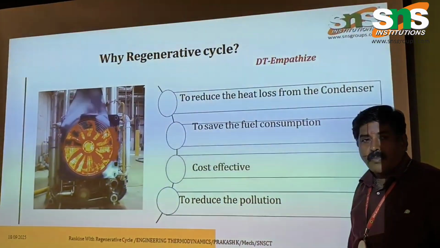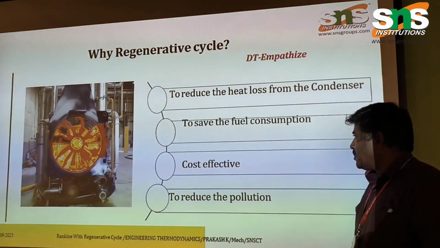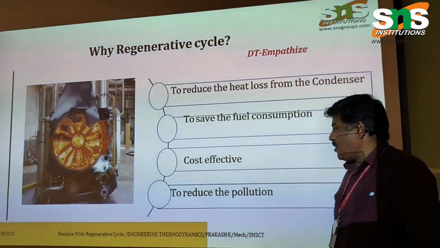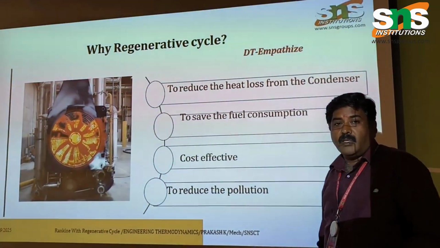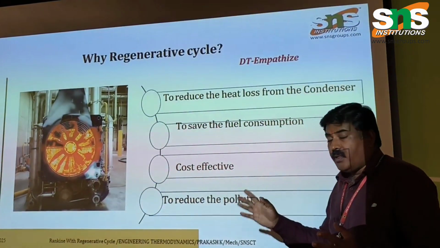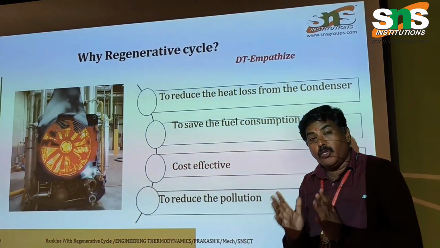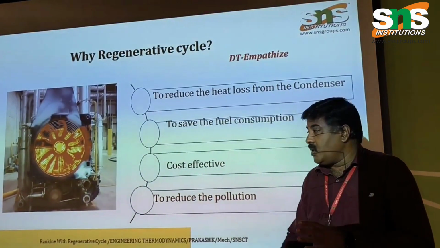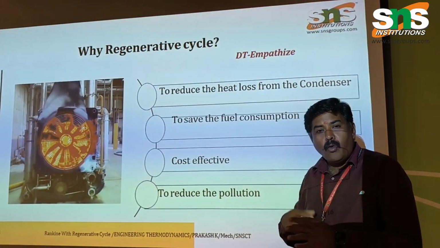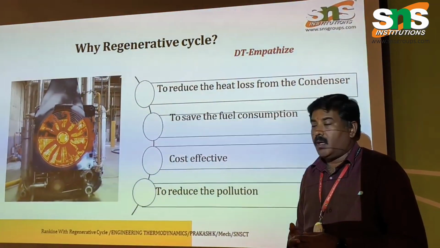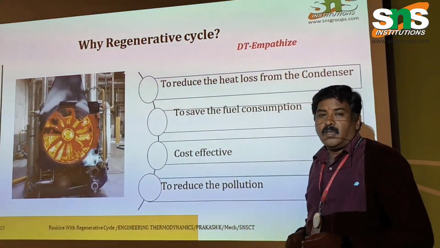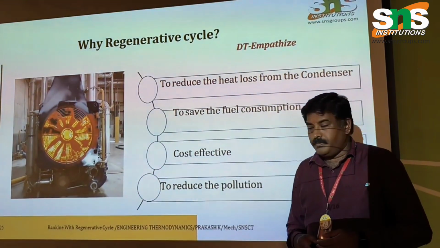the heat loss in the condenser has to be reduced, we have to save fuel consumption, the cost is higher in the Rankine cycle, and the pollution is also more. So these are the existing empathy points in the Rankine cycle. How do we overcome this? Okay. As in design thinking, these are the empathies, and we are going to define a problem.